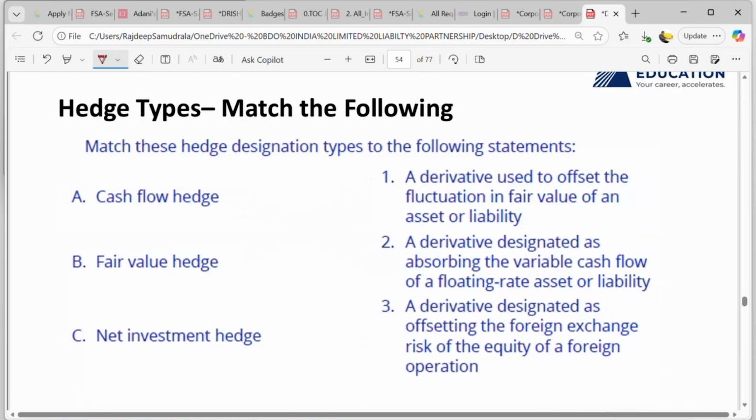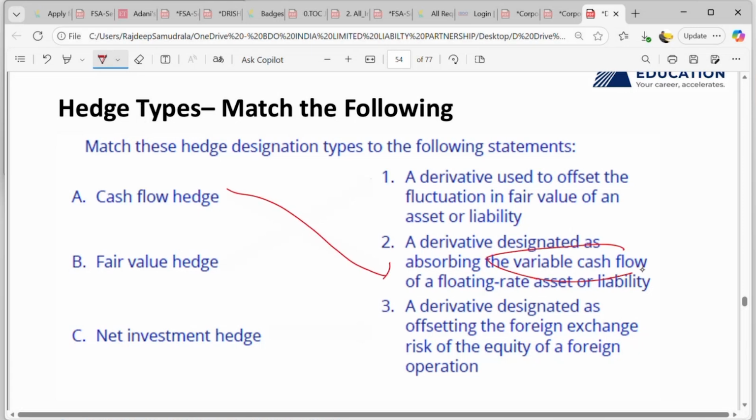When you guys say there are no queries, I assume you understood that. So let's go ahead and solve the sum. What's the answer? A, B, and C. Cash flow hedge. What's a cash flow hedge? Come on, the answer is there in this. Okay, so what is the cash flow for? So cash flow hedge would be number 2.